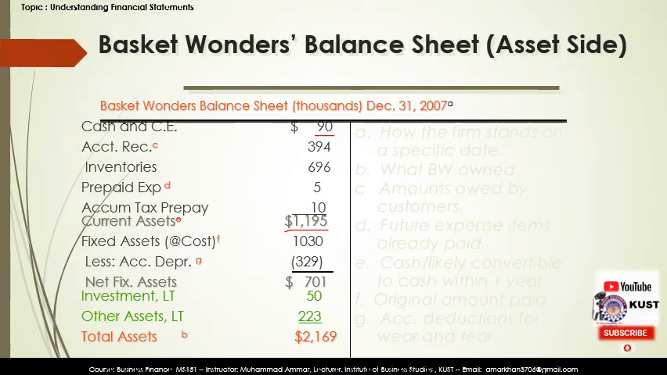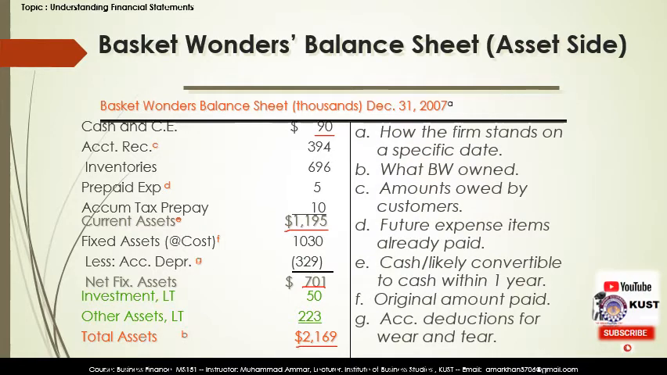$1,195. Then they have taken the fixed assets, the cost is 1,030, less accumulated depreciation, and the net fixed assets are $701. The long-term investment is $50. Other long-term assets are 223, and the total assets given are $2,169. So they have defined all the terms. You can see from A how the firm stands on a specific date, that is December 31st, 2007.